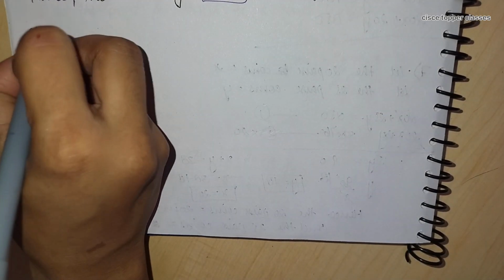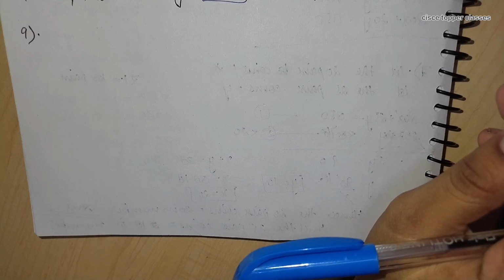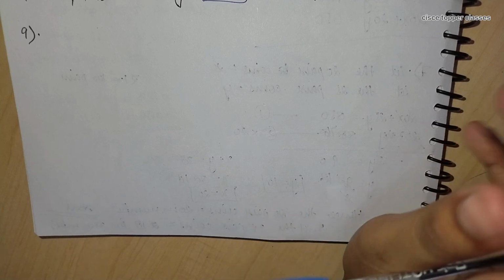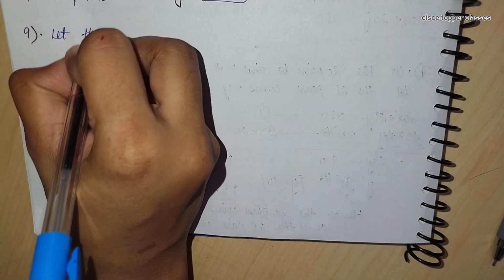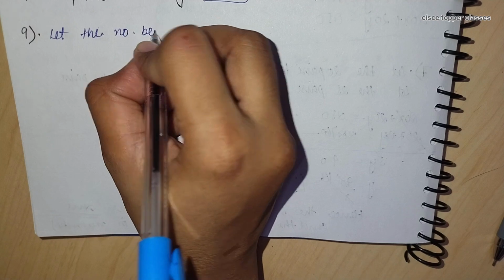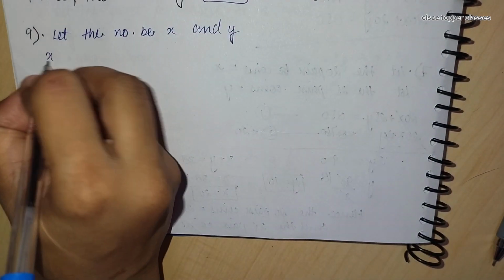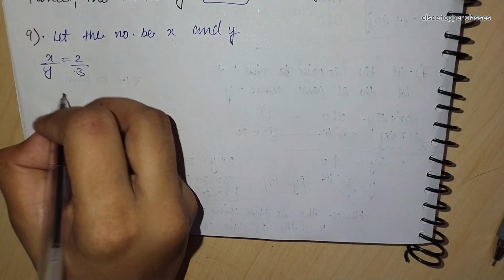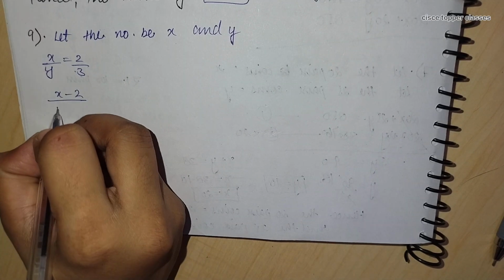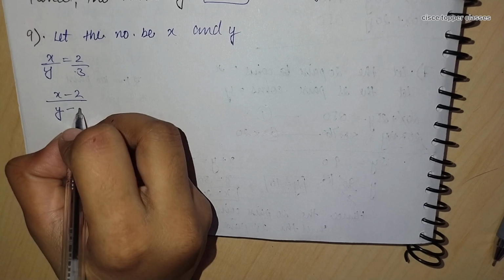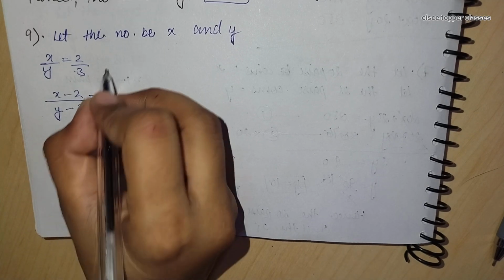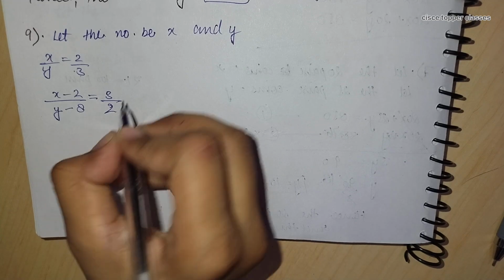Now let us solve the ninth question here, which says that the ratio of two numbers is 2 by 3. If 2 is subtracted from the first and 8 from the second, the ratio becomes the reciprocal of the original ratio. And we have to find the numbers. So let the numbers be x and y, and the ratio is 2 by 3. If 2 is subtracted from the first number and 8 from the second number, we will get the ratio as the reciprocal of the original ratio, 3 by 2.